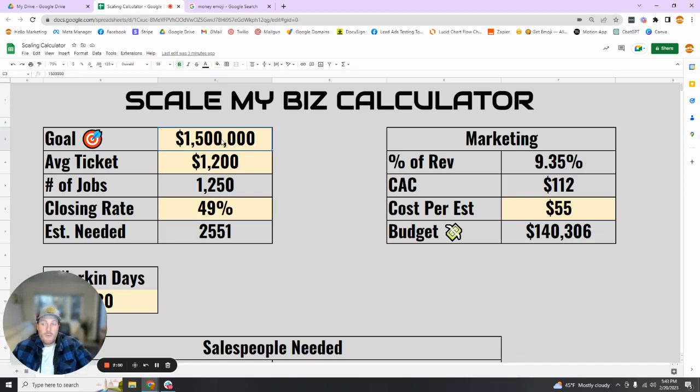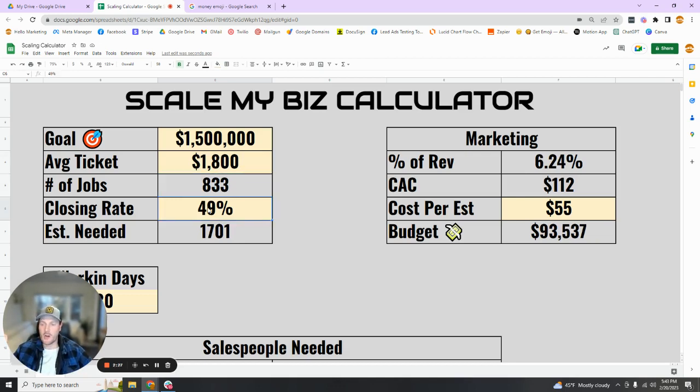So let's say my revenue target here is 1.5 million. Okay. I want to do 1.5 million. Maybe your goal is 200,000, 300,000, whatever it is. Doesn't even matter. Okay. We're going to start with that. Then we're going to need our average ticket price. And let's say our average ticket price, I'm in a unique area, so ours is actually around $1,800. So that tells me now that I need 833 jobs.